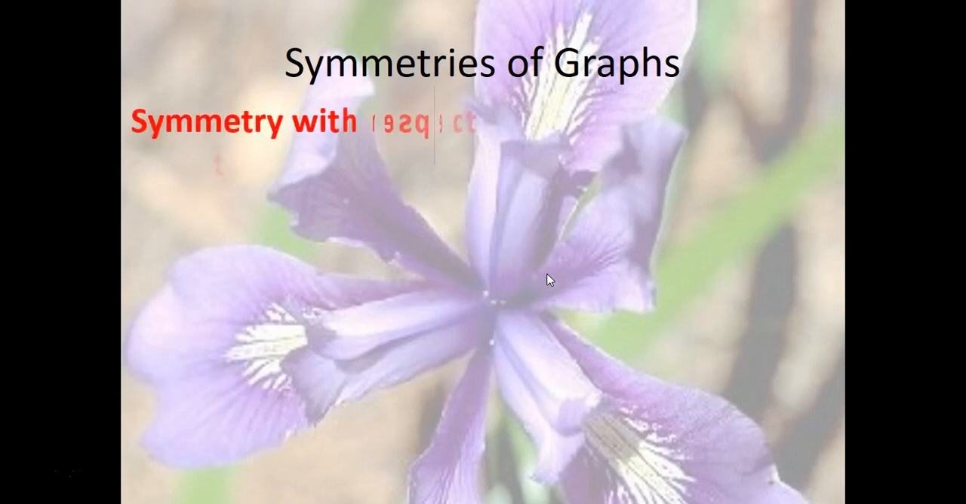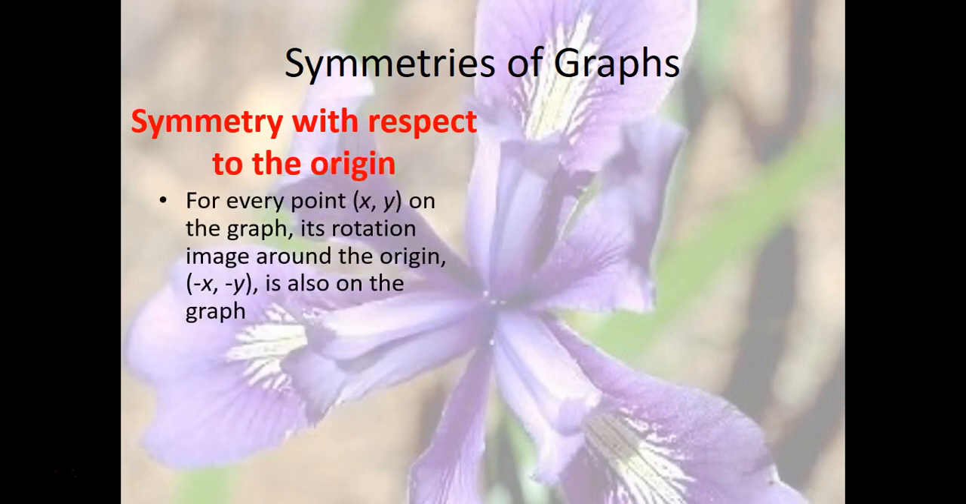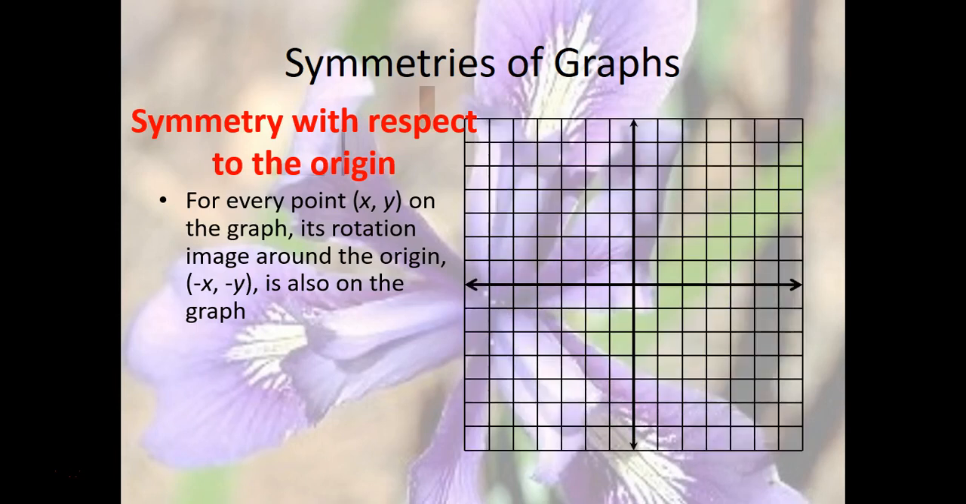So you could be symmetric to the y-axis, or you could be symmetric to a vertical axis. You could be symmetric about a point. For us, we're talking about the origin. This means that for every point x, y on the graph, the point negative x, negative y is also on the graph.